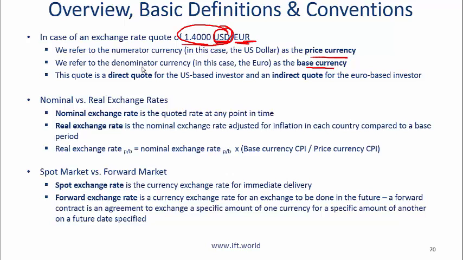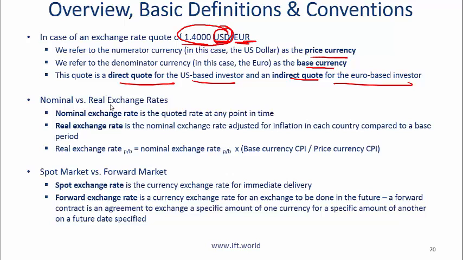This is a direct quote for a US based investor. A US based investor thinks in terms of dollars, so he wants to know how much 1 euro is worth in dollars. So for a US investor, this is a direct quote. For a euro based investor, this is an indirect quote.